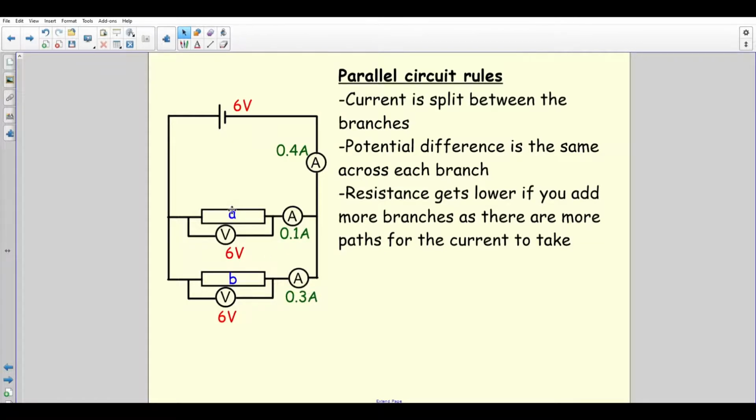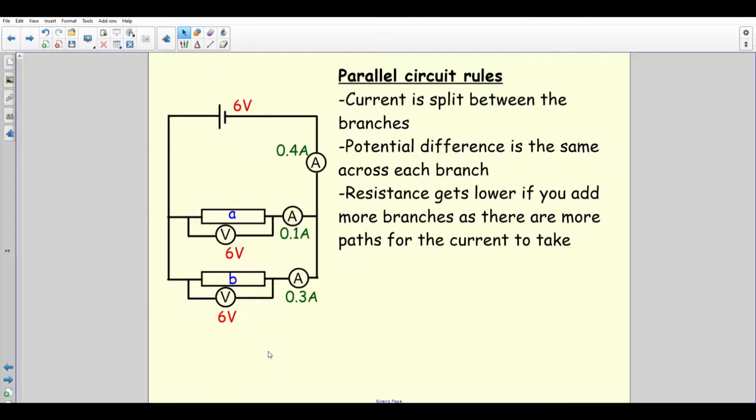Okay. Now, potential difference is different in parallel circuits. It's always the same across each branch. So if we've got a 6 volt cell at the top, then it'll be 6 volts on A, it'll be 6 volts on B. I could add C, D, E, F all the way to Z, and it'd still be 6 volts, as many branches as you have. That's why it's useful sometimes, because you always get the same potential difference across each of your components.